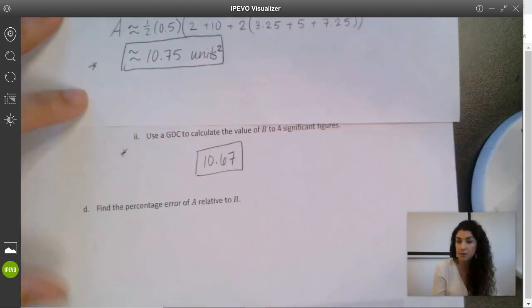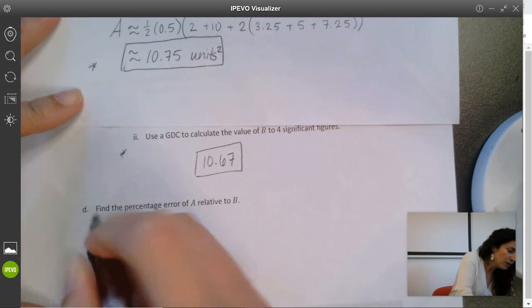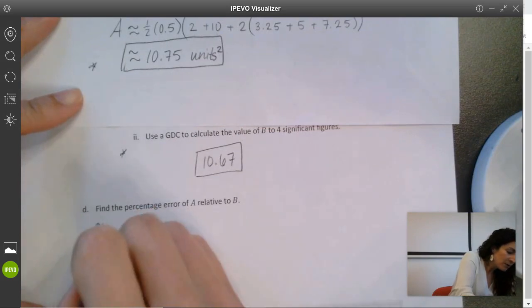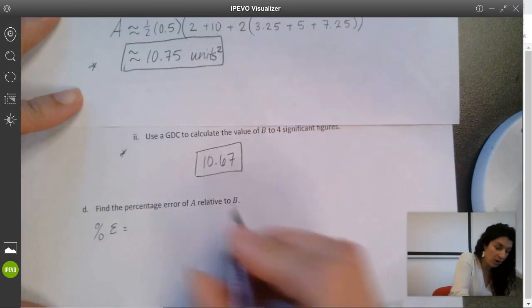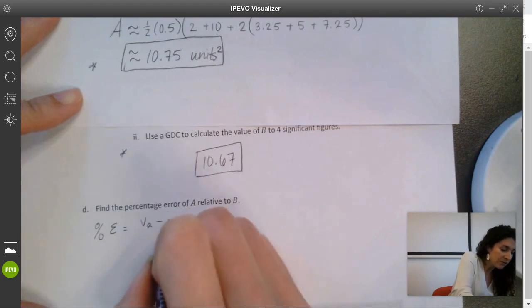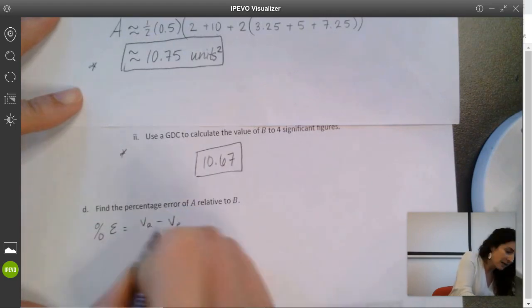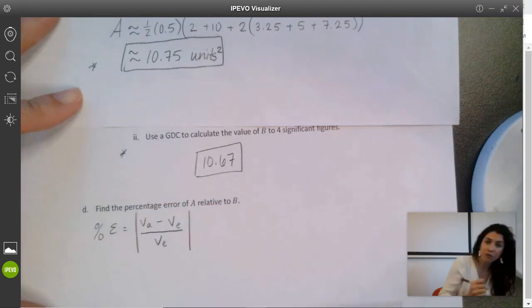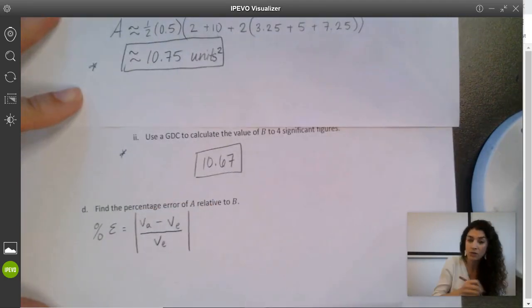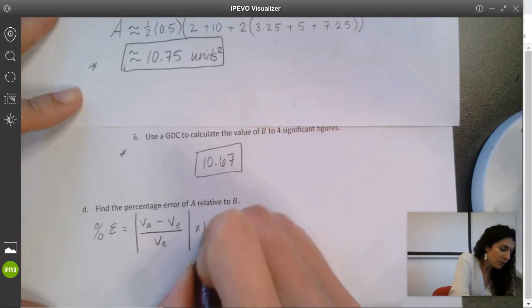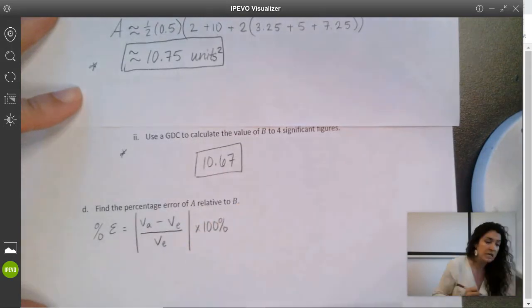So, okay, percentage error. Remember that our percentage error formula, which is in our formula packet, is the approximate value minus the exact value, all divided by the exact value. And we do find the absolute value of that. And then we multiply it by 100 in order to turn it into a percent.